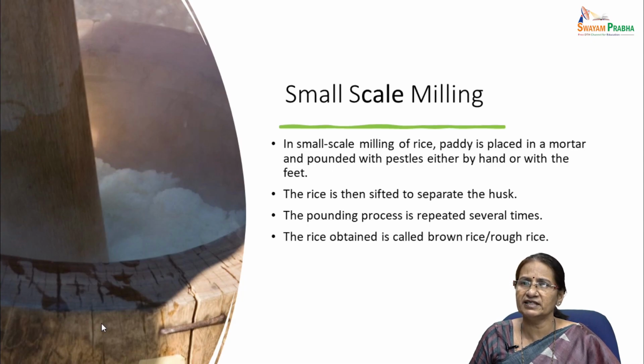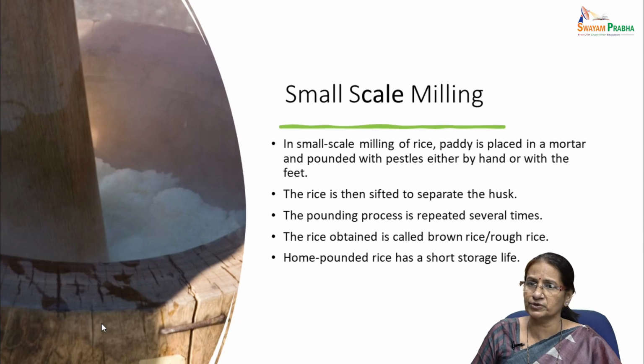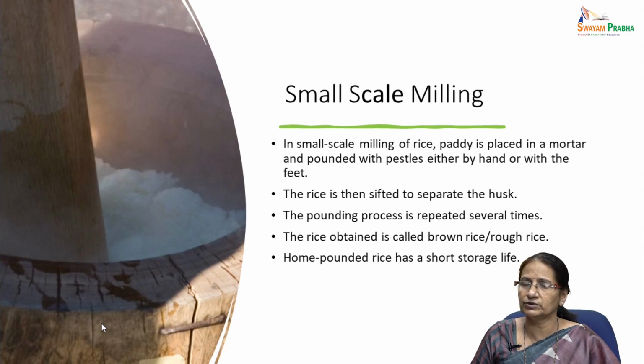Rice obtained by this process is called brown rice or rough rice, and contains more vitamins as a proportion of the pericarp, testa, and aleurone layers remain on the rice grain. Home pounded rice has a short storage life owing to the high content of fat in the bran, which develops rancidity.